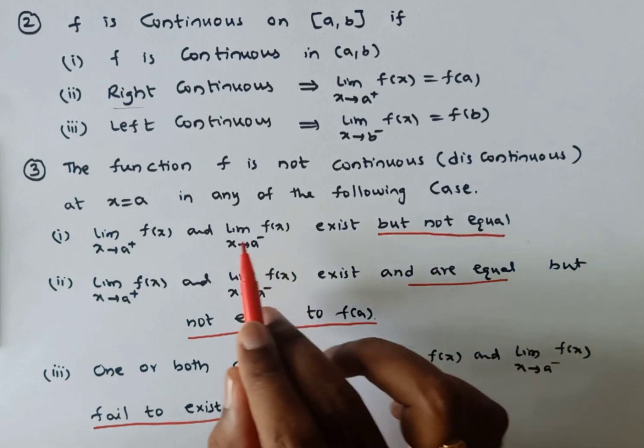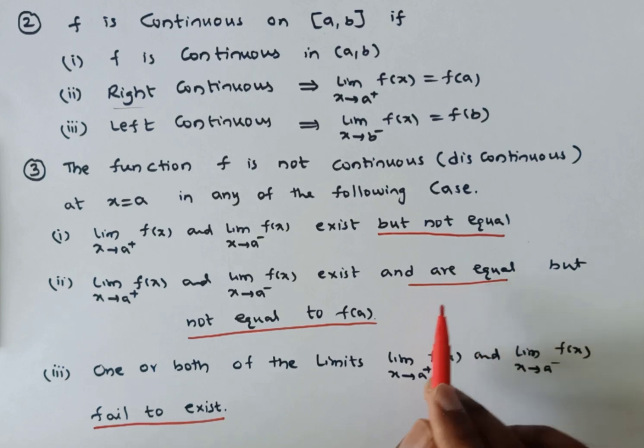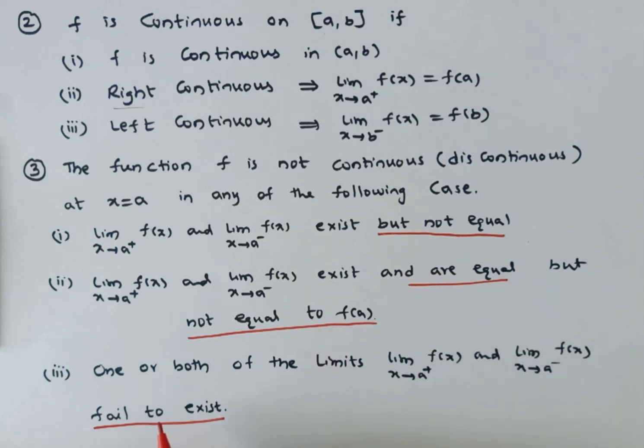Now look: both the limits exist but are not equal; the limits exist and are equal but not equal to f of a; and the third case is one or both of the limits fail to exist.